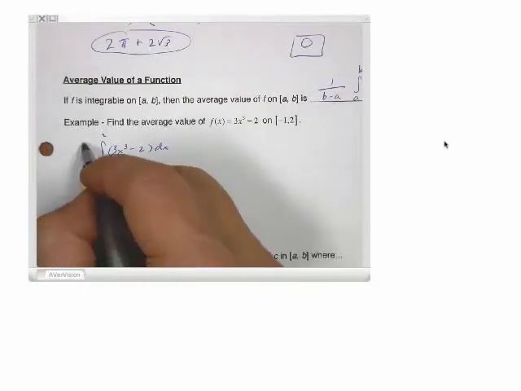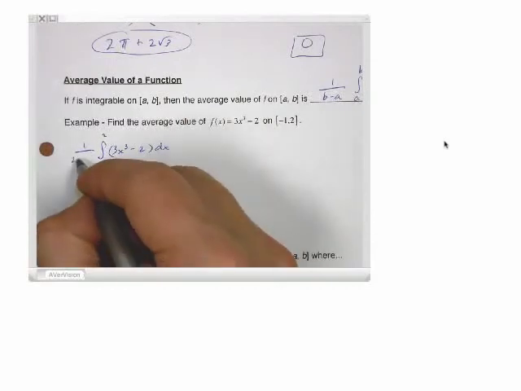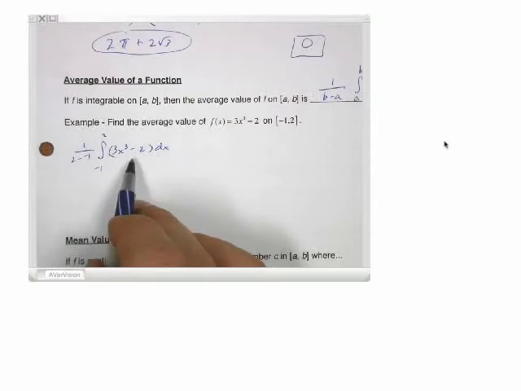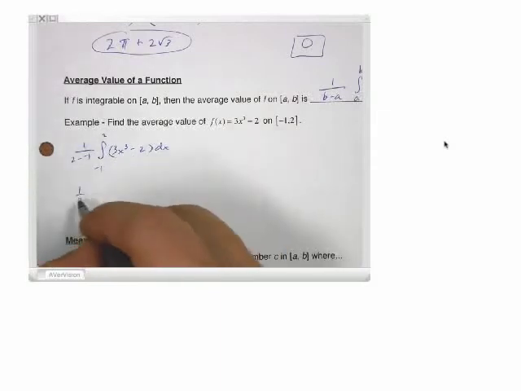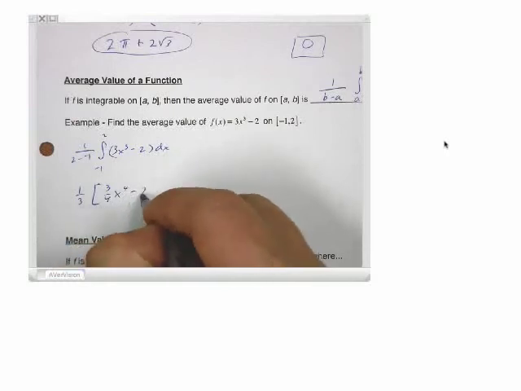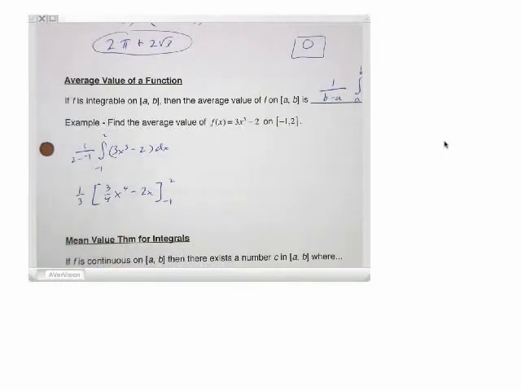And I'm going to multiply by 1 over the change in the interval from b to a, so 2 minus negative 1. So I have 1/3 times this integral. Go through and calculate that out. So the integral is 3/4 x to the 4th minus 2x from negative 1 to 2.